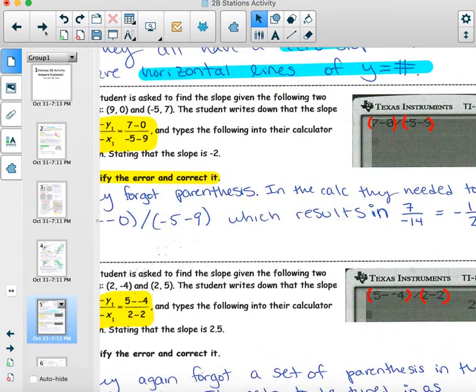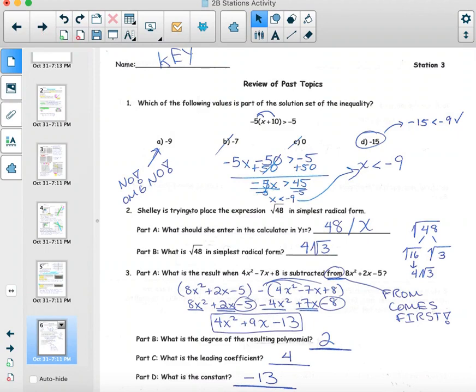All right. That is enough time spent on station 2. Let's take a look at station 3. So station 3, which of the following values is part of the solution set of this inequality? Okay, so again, I talked about this with you all in class and how this was a common mistake being made on our tests. So when we distribute that negative 5, I'm left with negative 5x minus 50. I brought the 50 over to both sides. You have to cancel these out. Negative 5x is greater than 45.